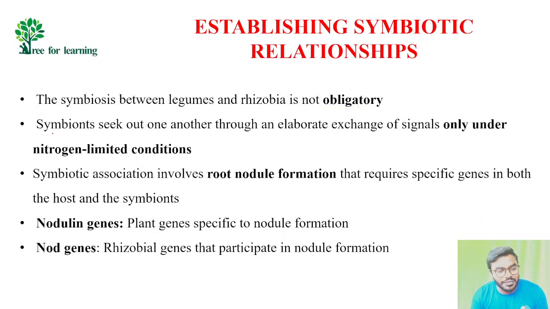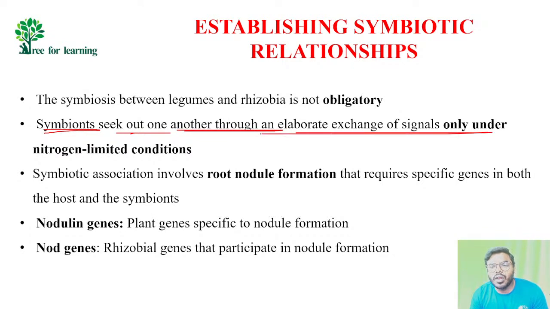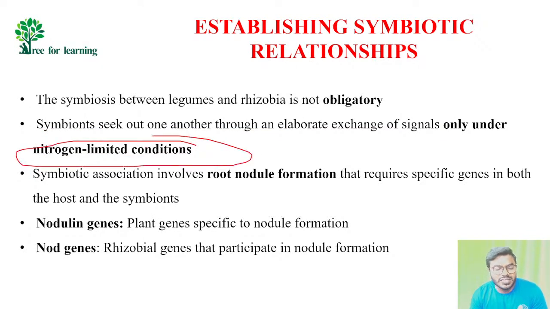See the second line, it was clearly written. What was written? Symbionts seek out one another through an elaborate exchange of signals. Only under which conditions, friends? Only under nitrogen limited condition. Understand the line. Whenever the nitrogen is limited, then only the signal is getting exchanged. We will discuss how exactly the signal is getting exchanged.